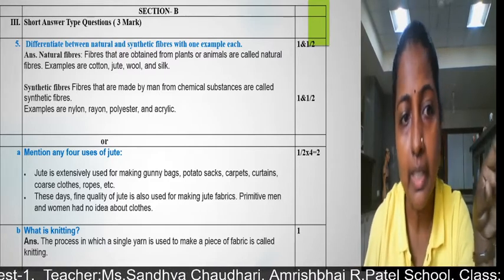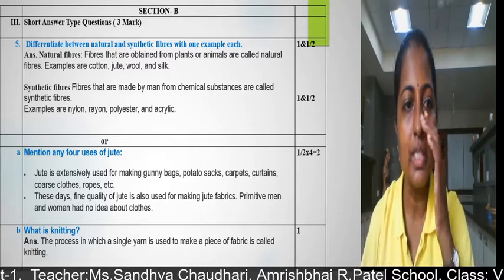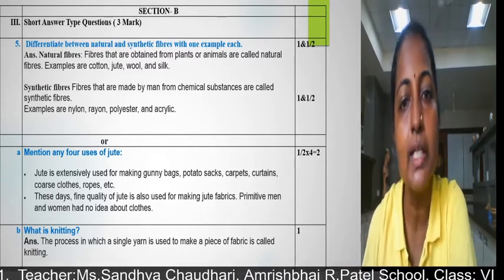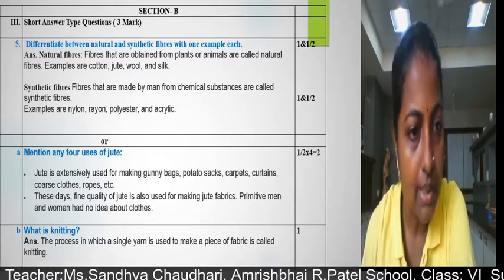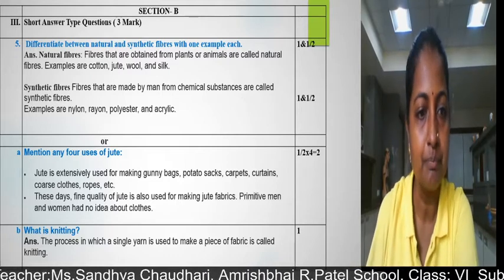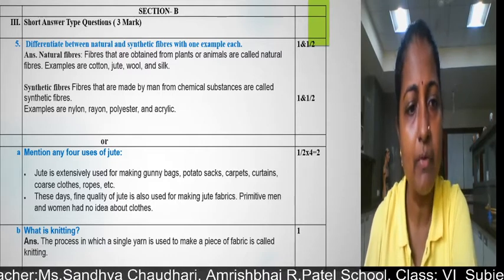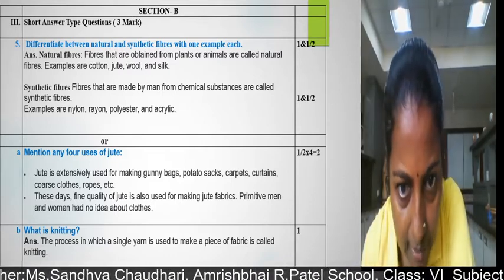No, you have to write A answer as well as B answer also. Clear? So mention any 4 uses of jute, if you explain, you will get 2 marks. And here in this question 5, B is also there, so you have to write a proper correct definition of knitting: a process in which a single yarn is used to make a piece of fabric. It is called knitting. So this A as well as B is having 3 marks.